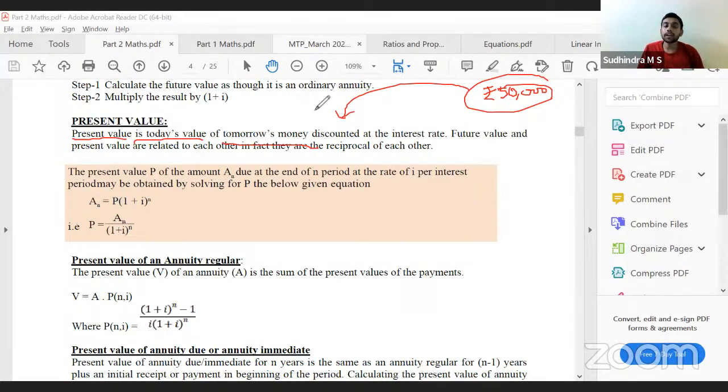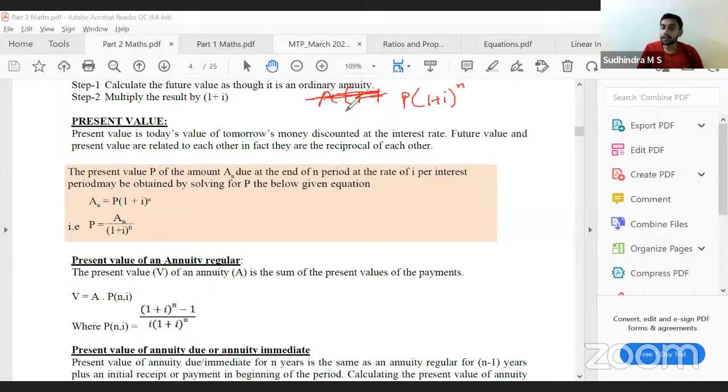Now, we know how to calculate future value. A is equal to P into 1 plus I to the power of n. But here, if I want to know what is P, P is present value. P is equal to A divided by 1 plus I to the power of n. That's all. Same formula, rearranged in the other manner.